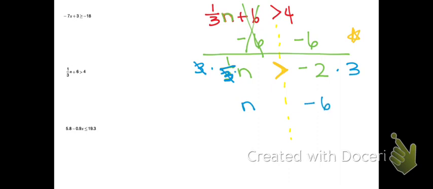Do I flip the sign? No, you only flip it if you multiply or divide by a negative number, and we multiplied by a positive 3. So it stays as greater than. Now, if your symbol is greater than or less than, without that equal sign also, then you do an open dot.